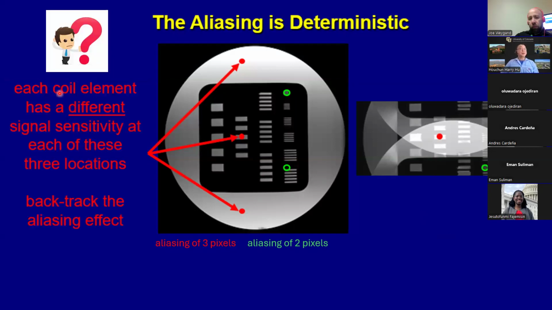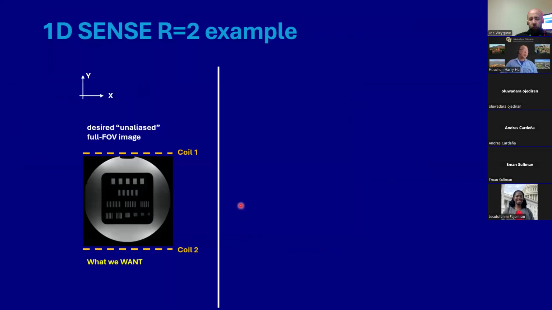But at the end of the day, just remember that each coil element has a different signal sensitivity at each of these 3 locations or 2 locations. And we're going to backtrack the aliasing effect. We're going to take this resulting aliased image, and we're going to figure out how much contributions came from the individual pixels on the original image. So the next few slides are a little bit technical, but I think hopefully graphically you'll understand what I'm talking about.